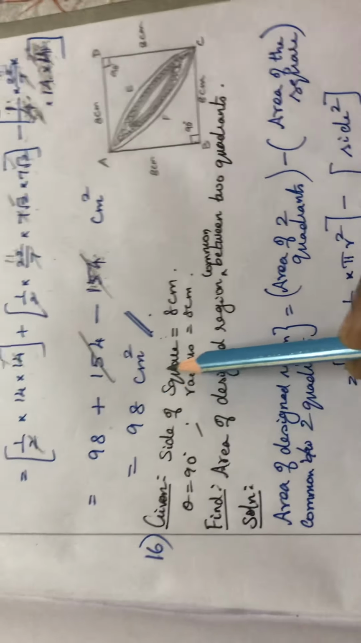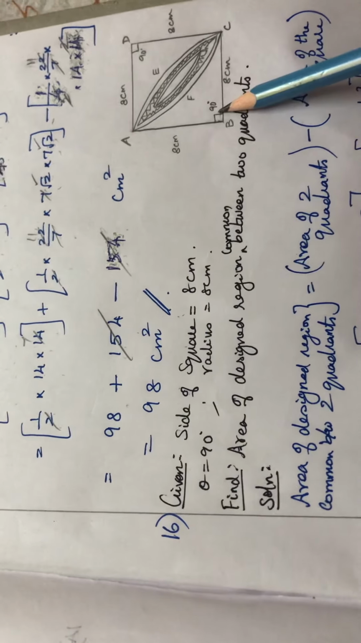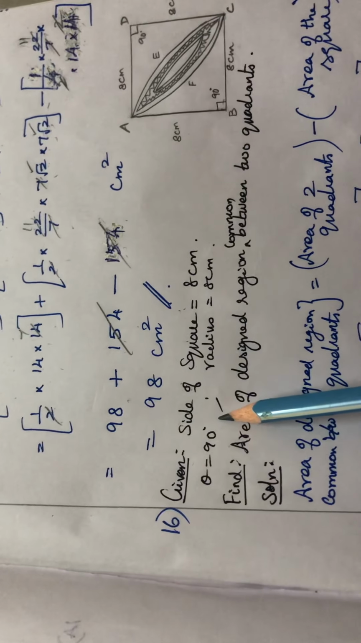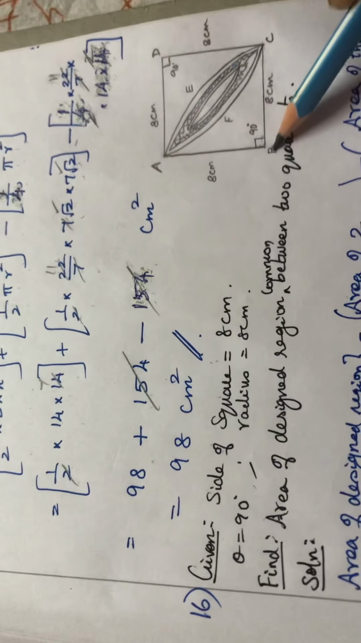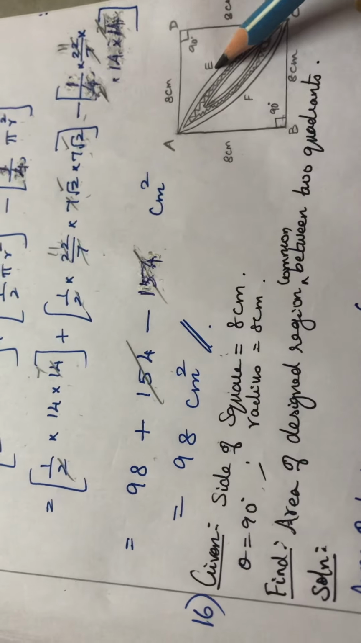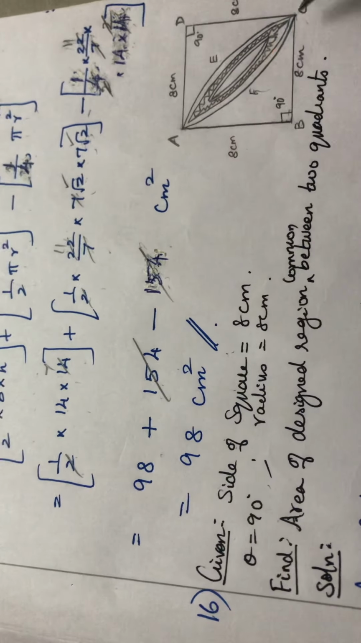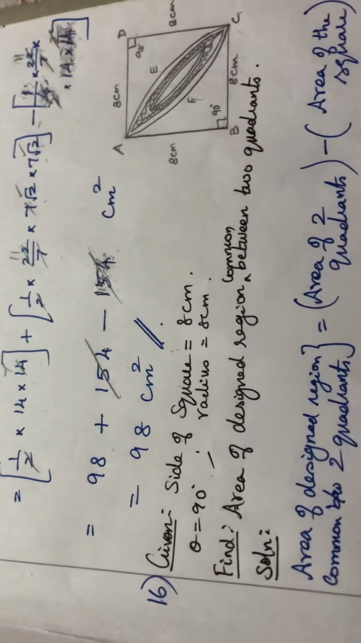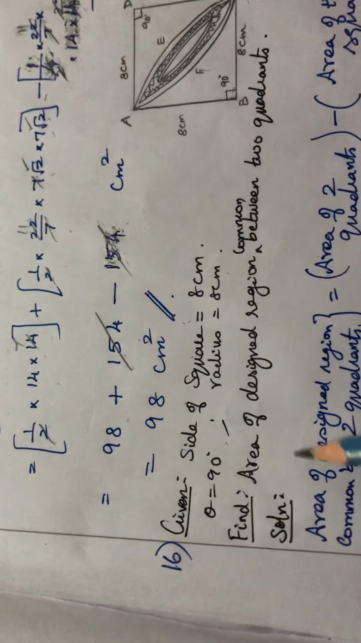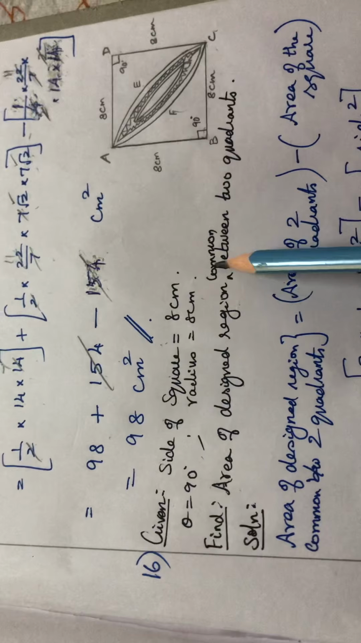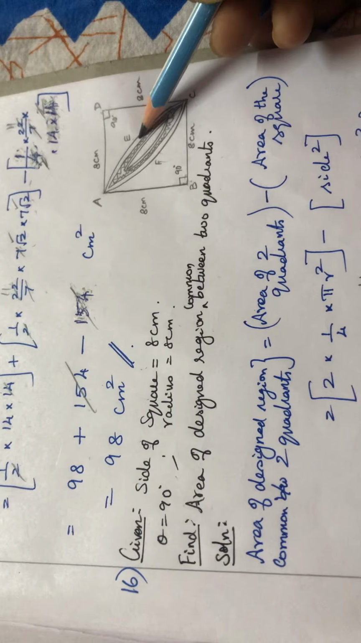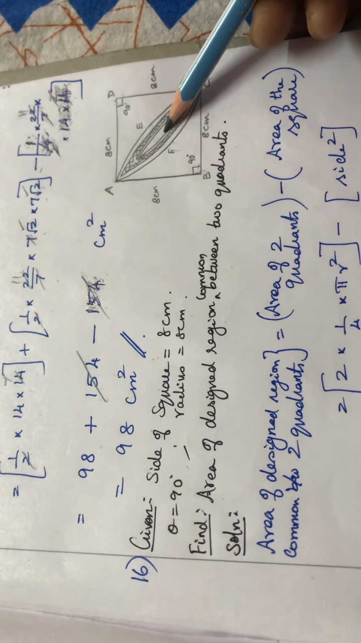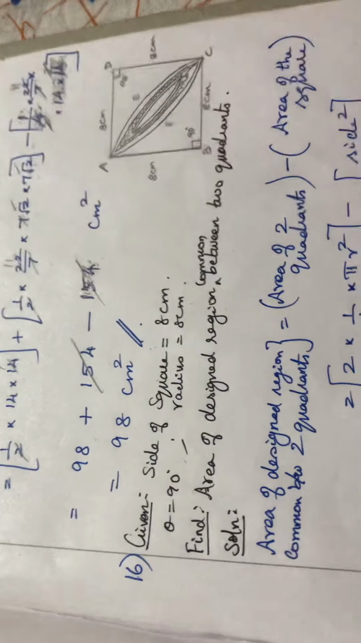So what is the information given here? First I am writing: the side of the square is given as 8 centimeter. Since it is given as 90 degree, making a square, theta is 90 degree. The radius of the quadrant: from here, A, B, C, E is the first quadrant, and A, F, C, D is the second quadrant. So the radius of the quadrant is also 8 centimeter. Find the area of the design common between the two quadrants. This side one quadrant till here and this side till here is the other quadrant. They are joining. They are asking you to find the area of the design bounded by the two quadrants.